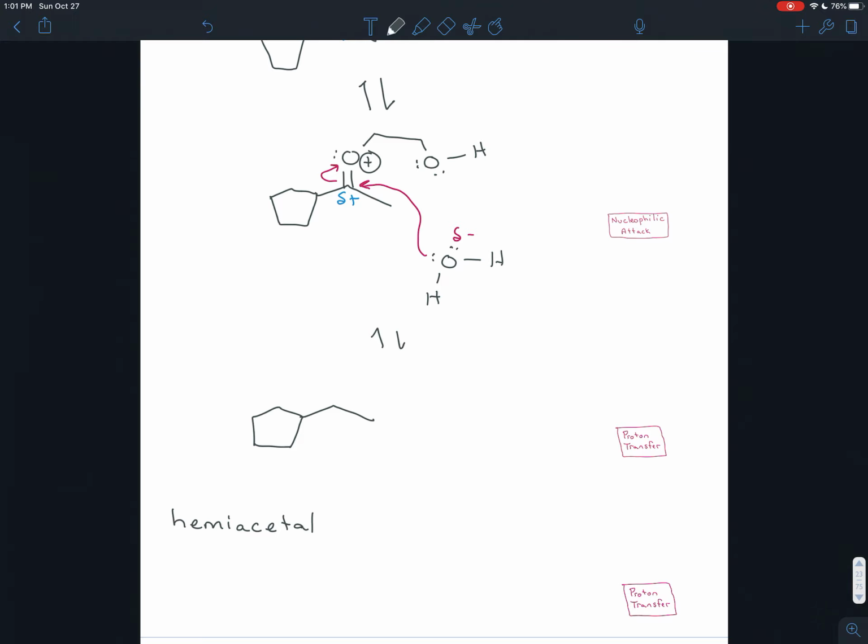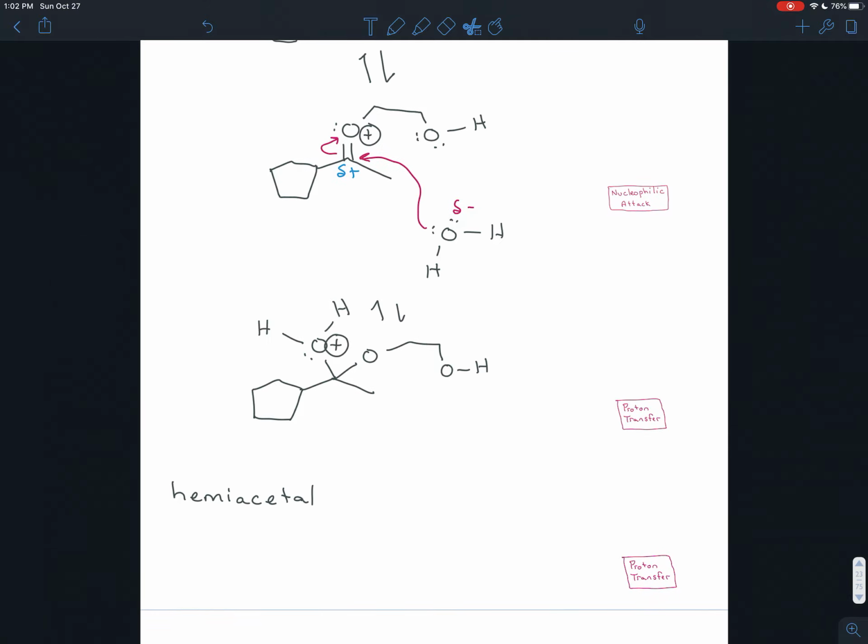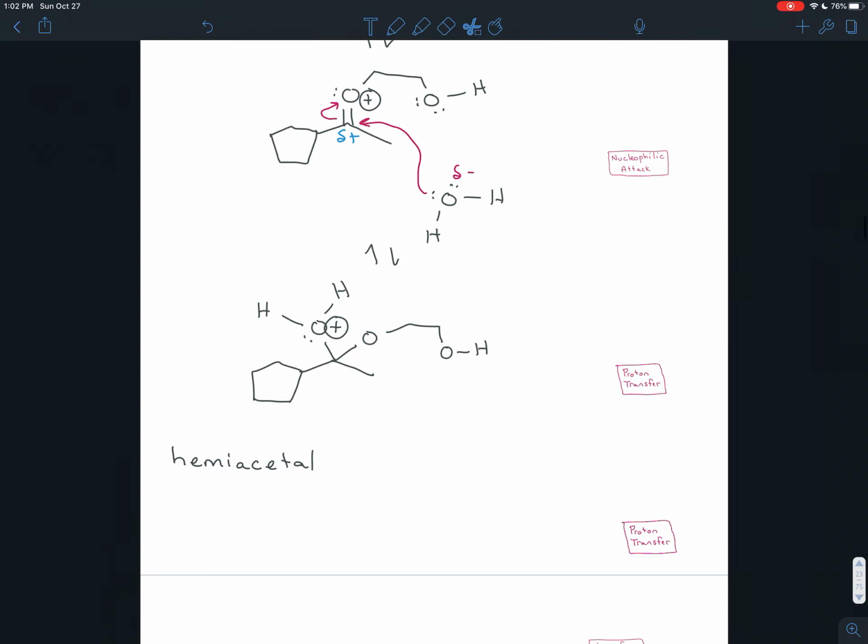We have the alcohol, or the ether, I should say. We have this ether on one side. On the other side, we have the water that added. Now that oxygen has 3 bonds, so it has a positive charge. So, this is our molecule now. It's almost the hemiacetal. It's just unstable because of the positive charge.